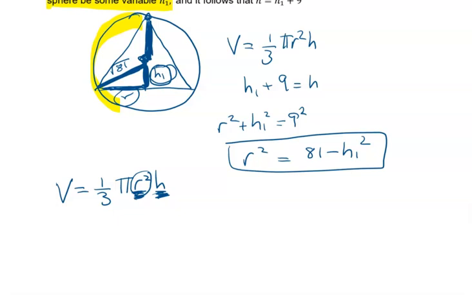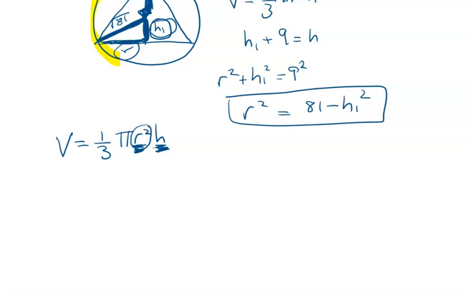We also notice that here we've got h instead of h1. So we're going to get the whole thing in terms of h1. And then we'll differentiate with respect to that variable. So v is going to equal this.